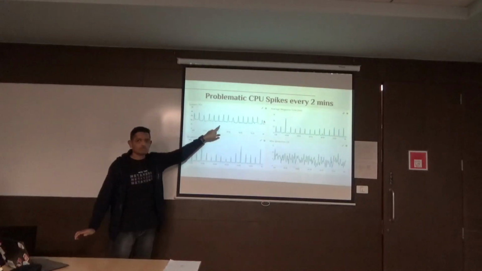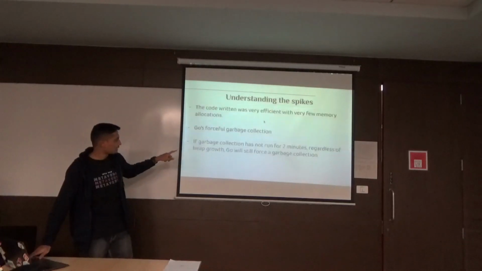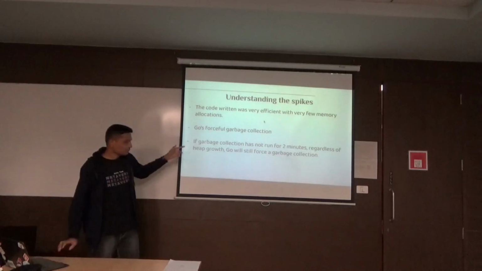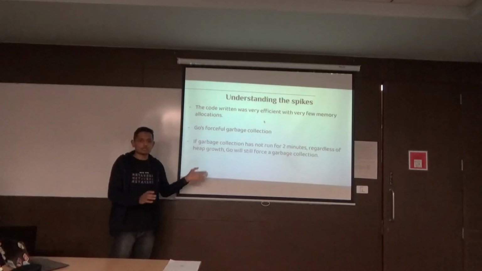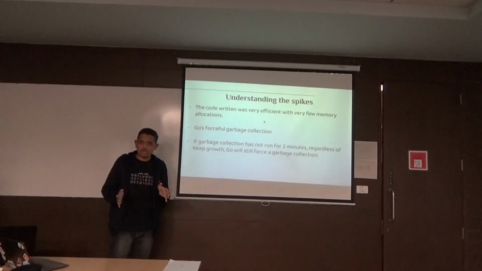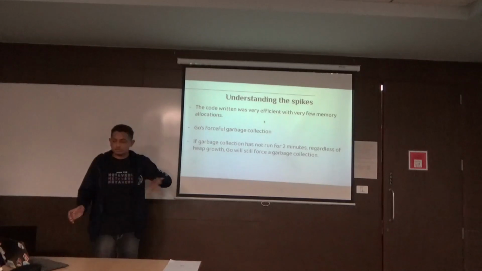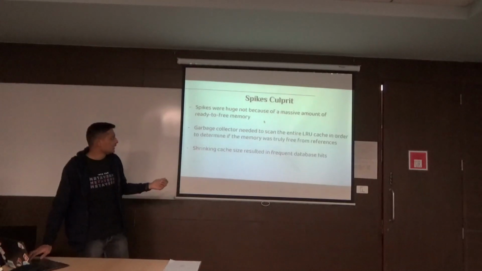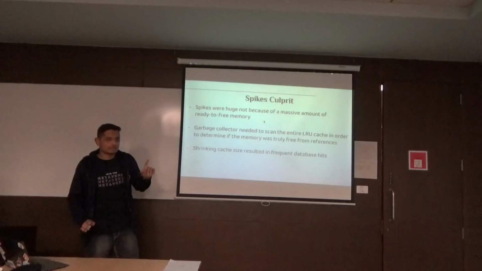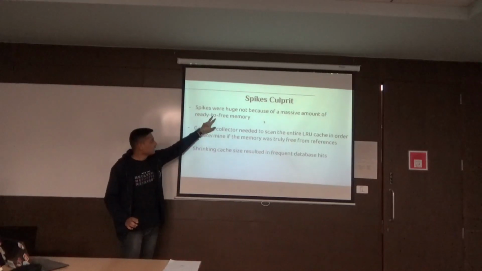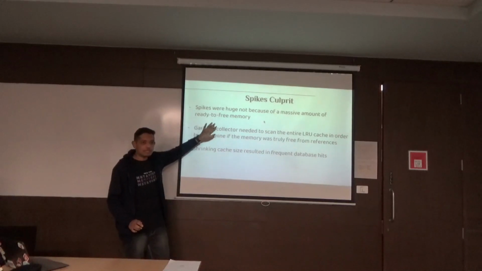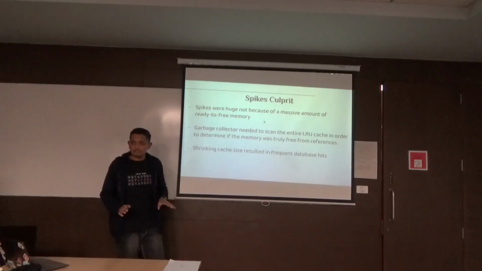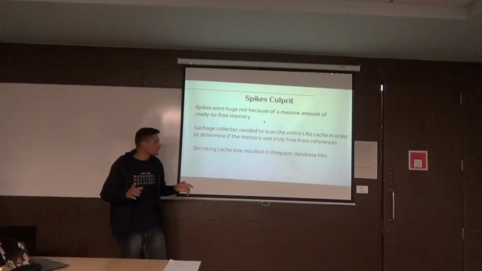These spikes are every 2 minutes, because an automated garbage collection run happens regardless of heap growth. So whatever the steps are in garbage collection are still happening, and the CPU was being used by the garbage collector rather than the application. The main culprit of the spikes, and this is an interesting thing, was not a massive amount of memory ready to free, because they wrote in the blog that they had designed the service such that not much memory was allocated. But still, why is the CPU usage high?